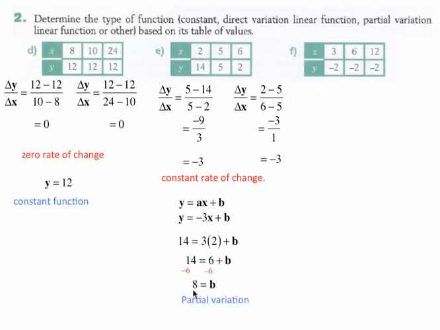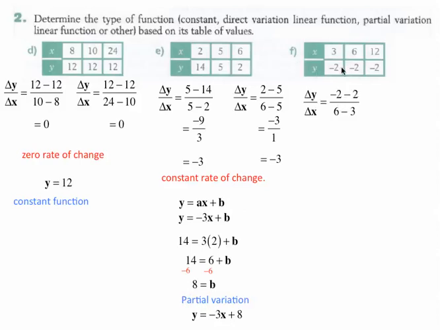So we know that's a partial variation, because the line is passing through the y-axis at 8. So we get a nice equation like this: y equals negative 3x plus 8, and that's partial variation. Okay, f. Let's do that again.